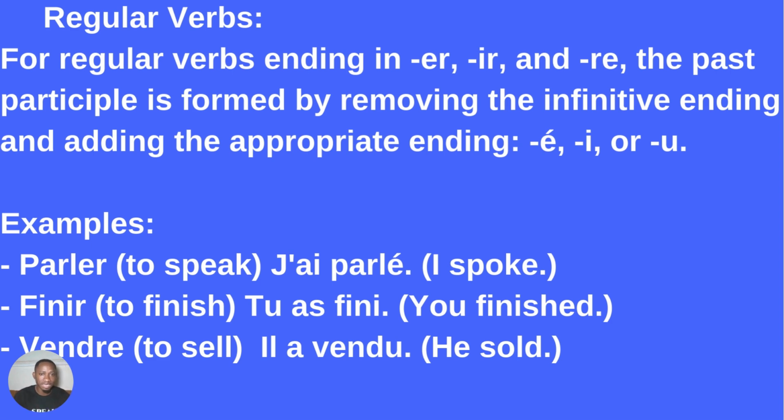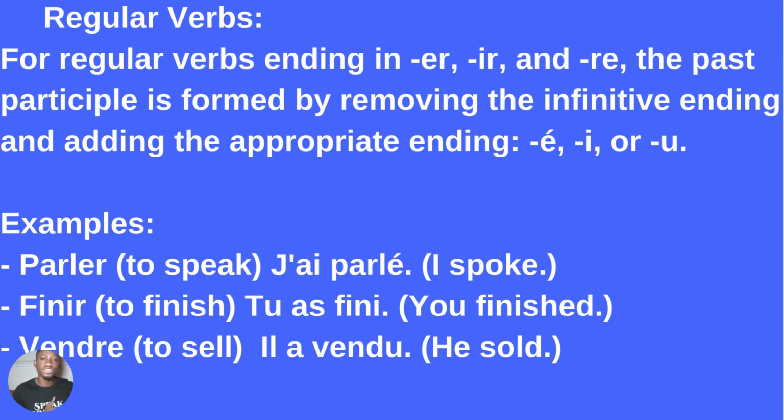Now, for the regular verbs, this is how they talk about the conjugation of the verbs in the past tense. For the regular verbs ending in er, ir, and re, the past participle is formed by removing the infinitive ending, that is the re, ir and er, all right, and adding é, i, or u. So you add é with accent aigu to the er verbs. Manger becomes mangé with accent aigu. To the ir verbs, you remove the infinitive ending, which is ir, and just leave i there. For instance, finir becomes fini, all right.